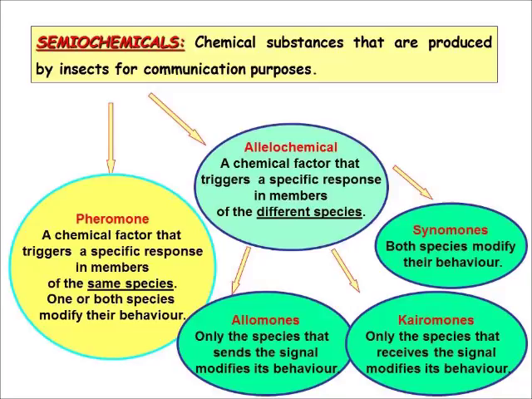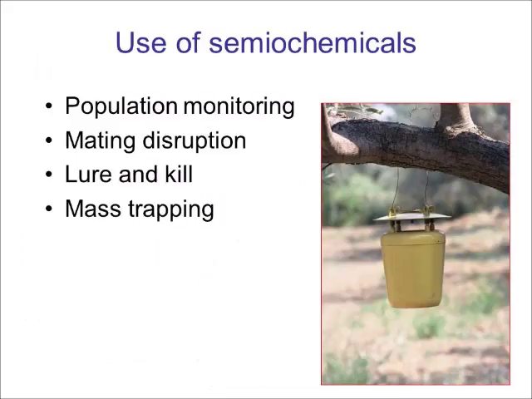When communication takes place between members of different species, the chemical factor is called allelochemical. When both species modify their behavior from this kind of communication, we are talking about synomones. When the species that sends the signal modifies its behavior, the chemical substance involved is called allomone, whereas when the species that receives the signal modifies its behavior, the chemical substance involved is called kairomone.